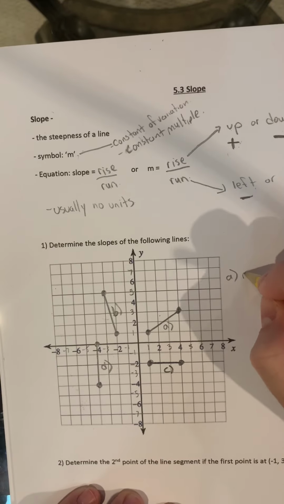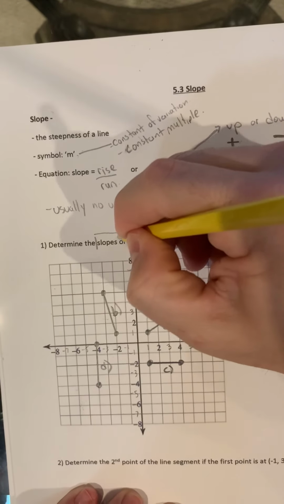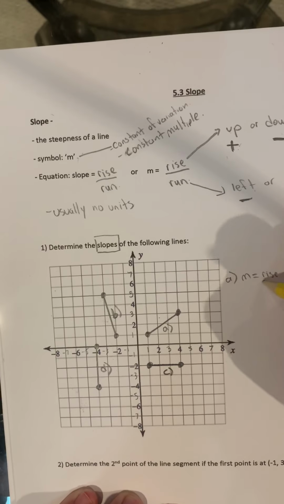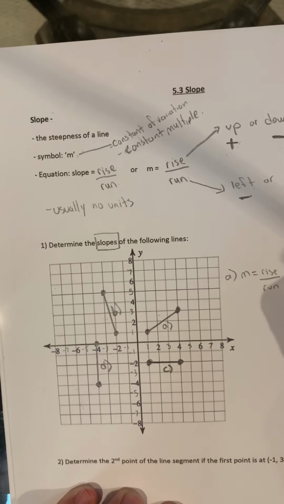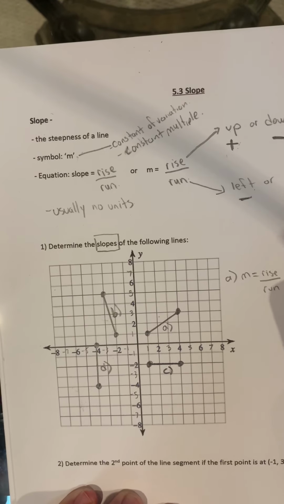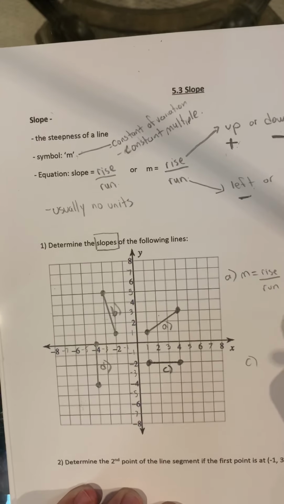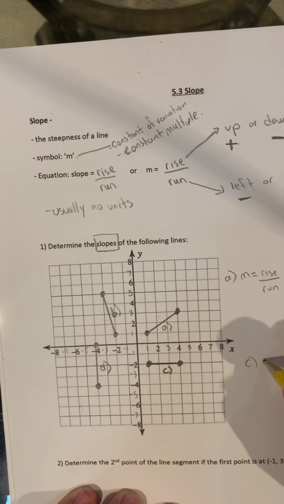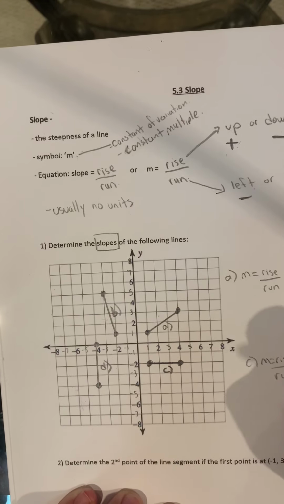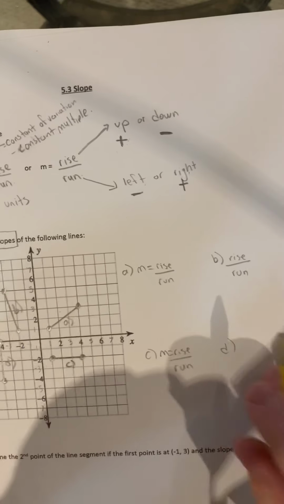So we're calculating the slopes for each of these. So M is rise over run. And we'll do B, rise over run, C, and D. Sorry, you can't see that.